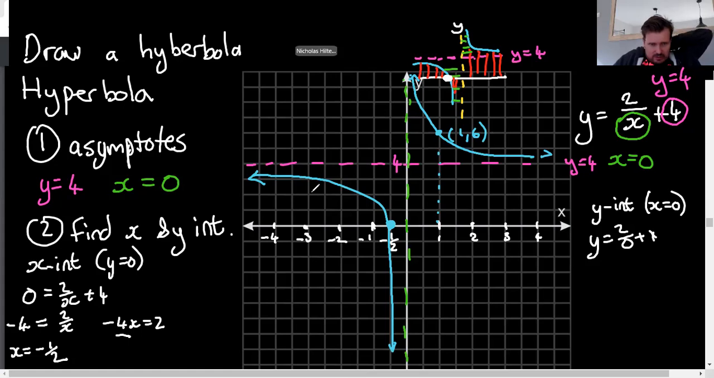So there's your graph here. So let's see y and x here. Okay, so this blue is your function y equals 2 over x plus 4. Okay, you happy with that? Yes.